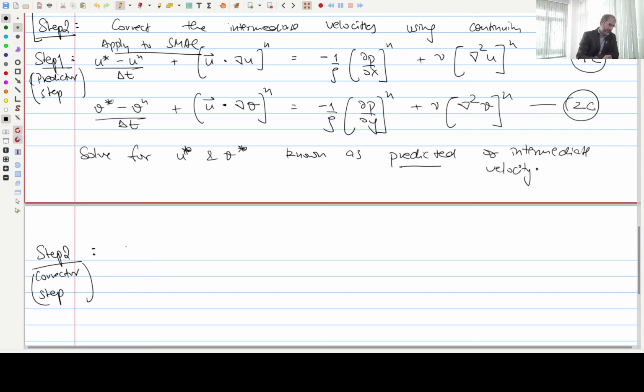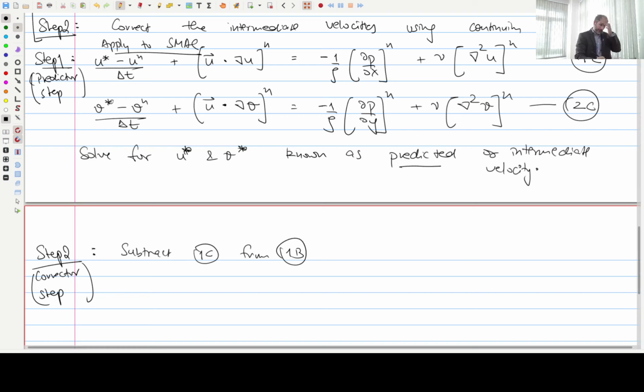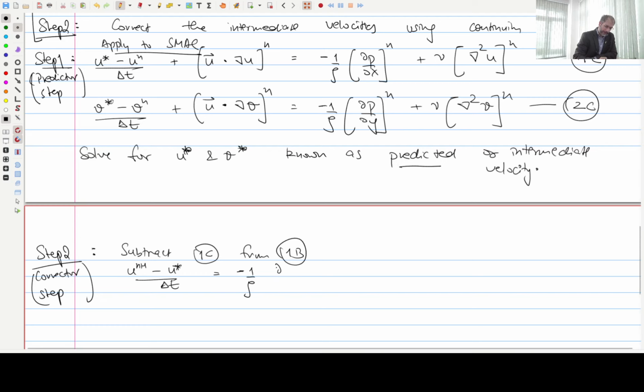So what I'll do now is subtract 1C from 1B. I won't do it in full because most of the terms, the convective and diffusive terms, will simply vanish. So the difference will be un plus 1 minus u star upon delta t, and then on the right hand side, we have minus 1 by rho times del by del x of Pn plus 1 minus Pn.